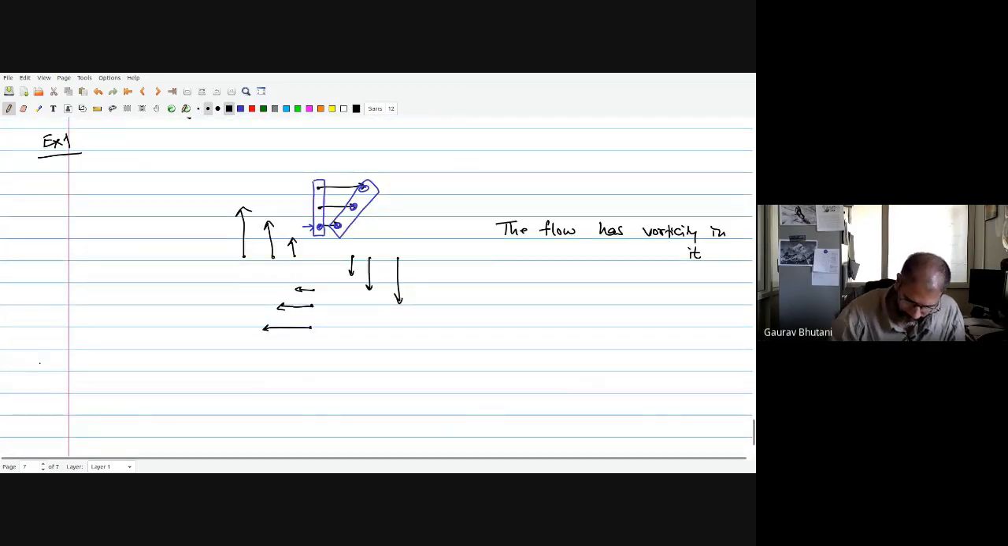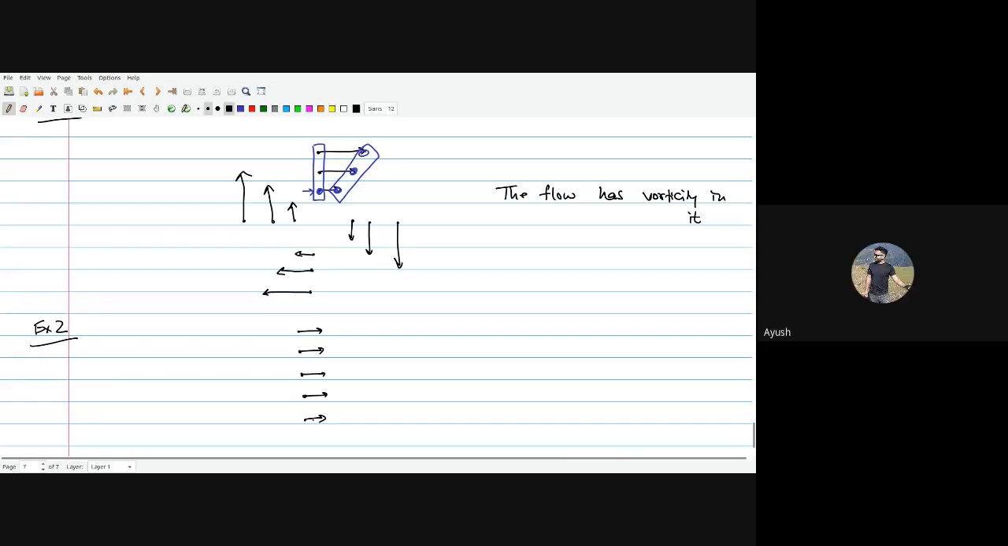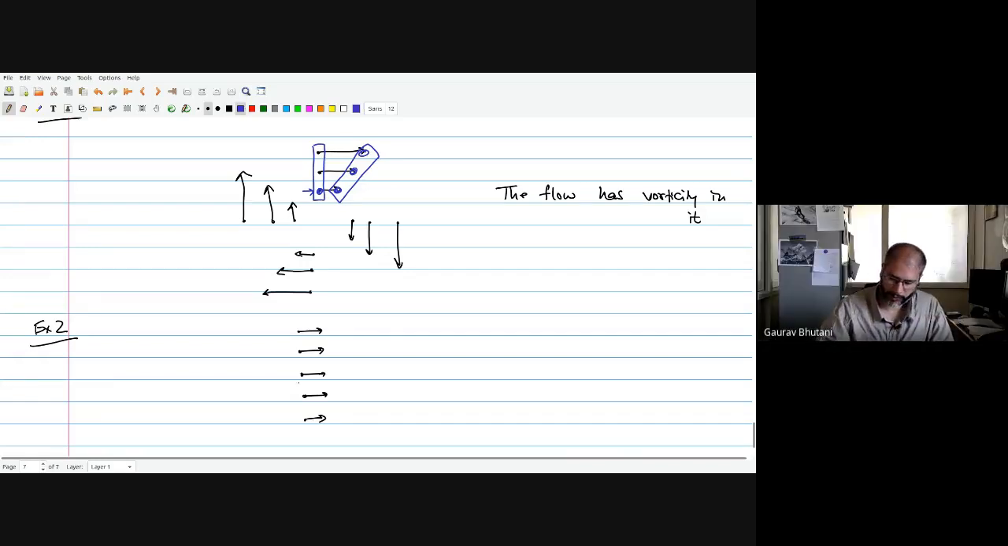So let's take another example. It's a uniform velocity in the x direction. Now what do you think? Is there any vorticity in the flow? No, sir. No, because if you put a stick like this, it will just keep moving. It will not rotate. If you keep a stick like this, it will again keep moving. It will not rotate. So there is no vorticity.